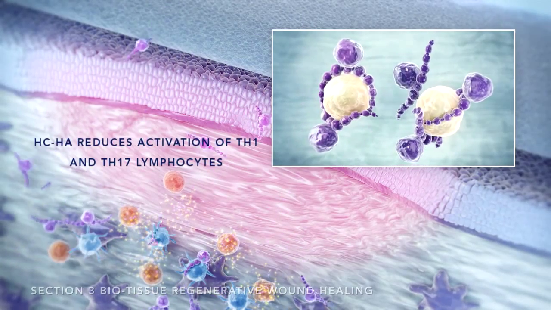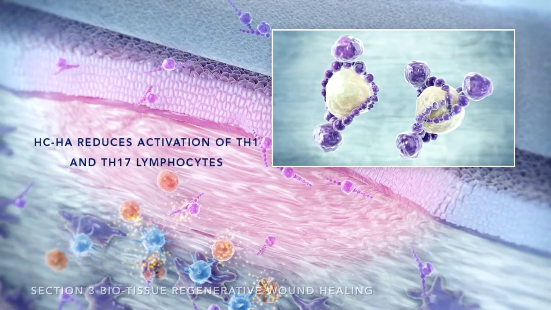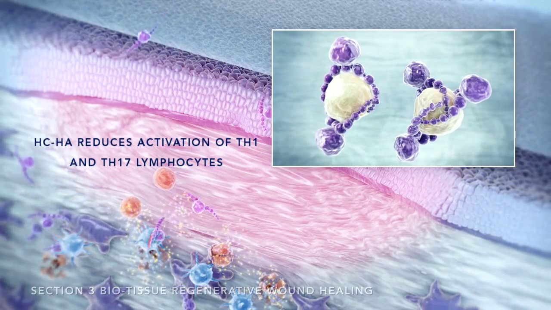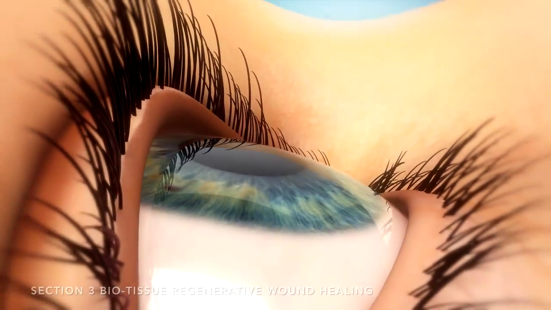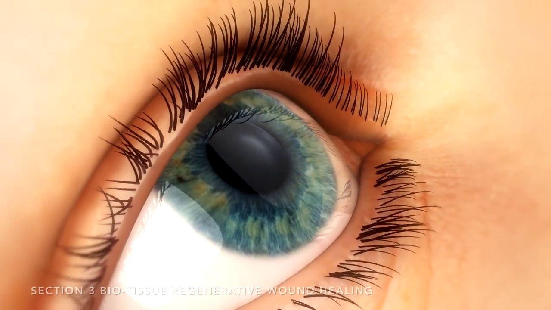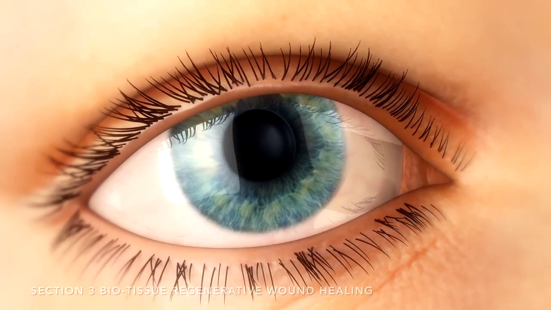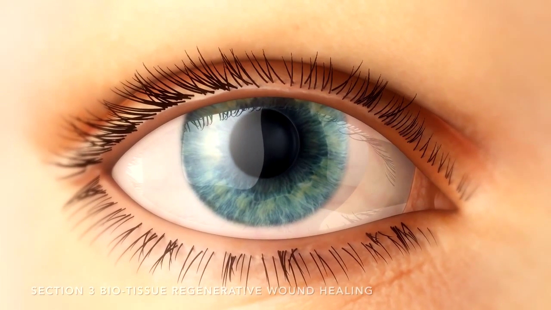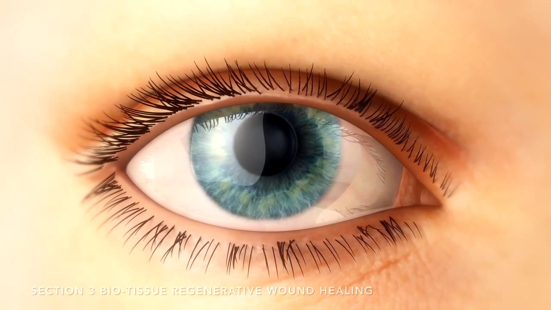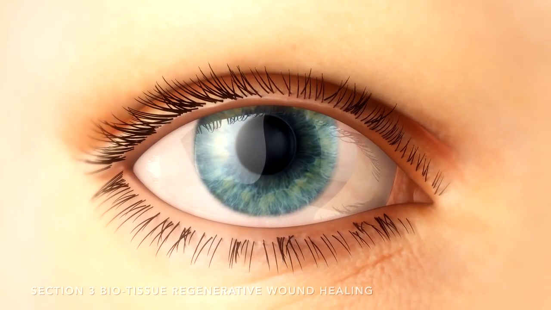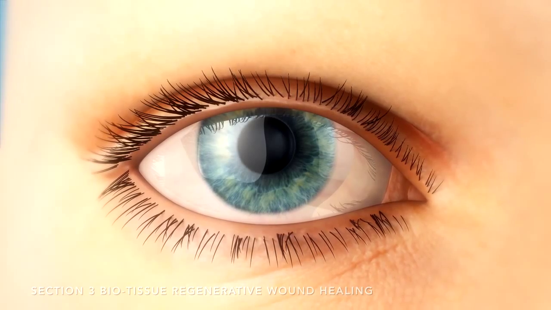HC-HA also reduces the activation of lymphocytes, specifically Th1 and Th17 lymphocytes. These actions serve to reduce excessive inflammation induced by the healing cascade and thereby result in reduced scar formation. Cryopreserved amniotic products from BioTissue, such as PROKERA, provide a unique regenerative wound healing treatment option for corneal and ocular surface repair.